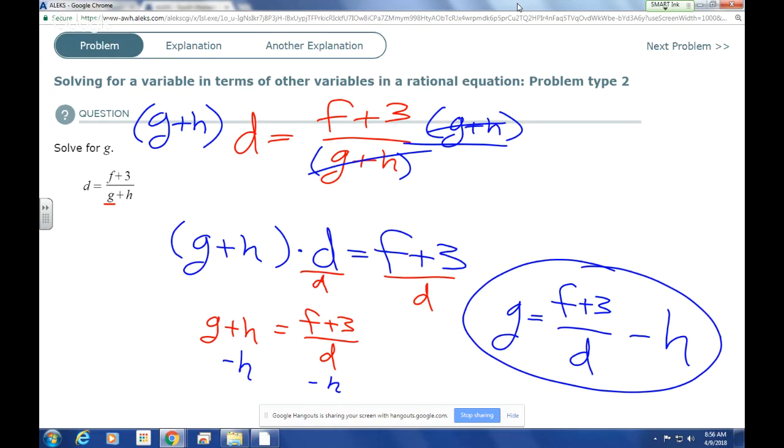What people usually get really confused about is when that G's in the bottom, what to do. That first step is just to multiply it, okay? Just to multiply it. We good?